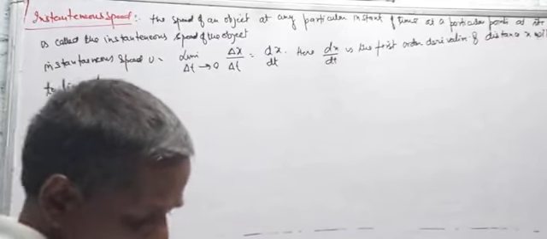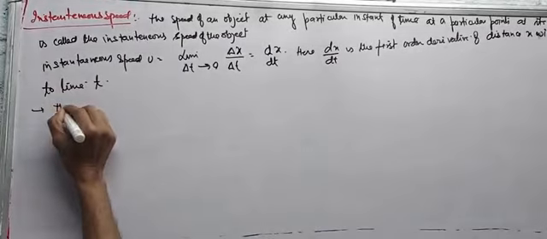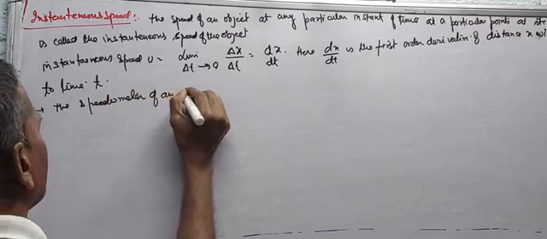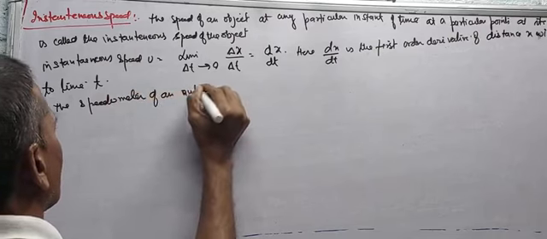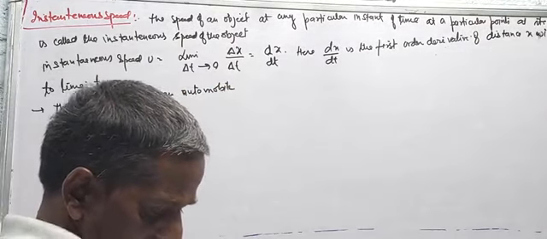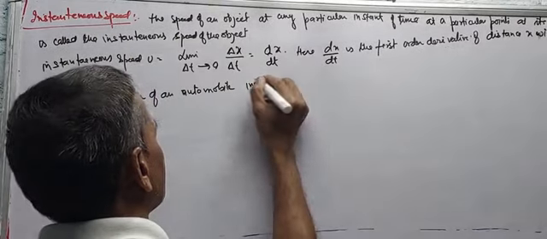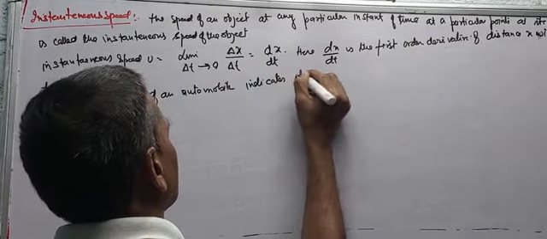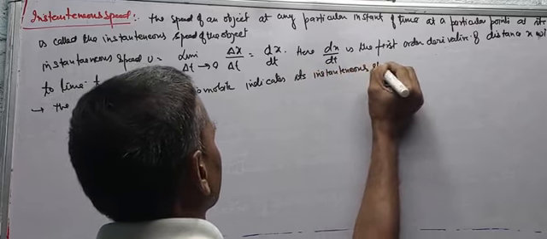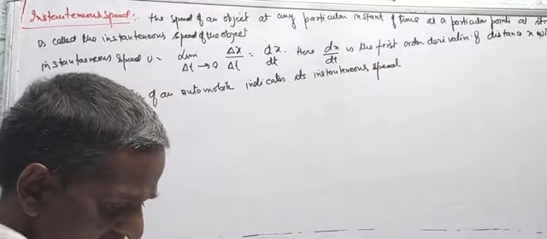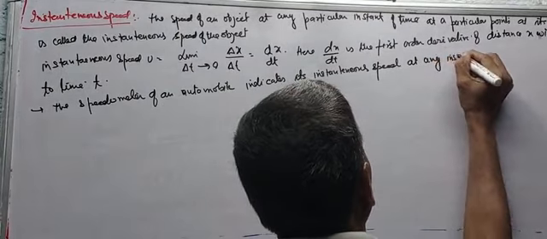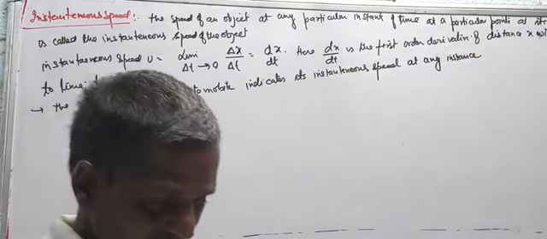The speedometer of an automobile indicates its instantaneous speed at any instant.